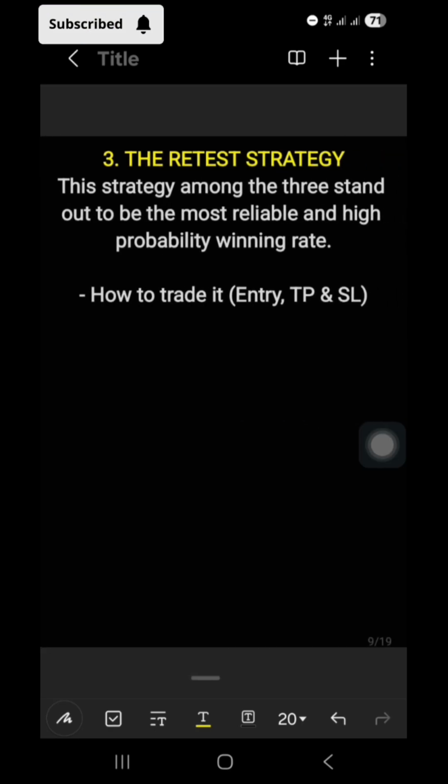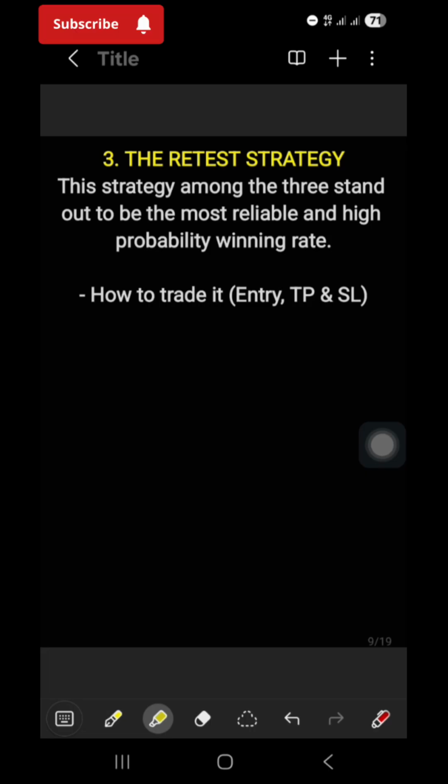So now the last strategy we're going to be discussing is the retest strategy, which I believe is one of the best or the most reliable strategies, which has the highest winning rate. It is a combination of the first two strategies we mentioned. And how does this work? Please, if you have not watched my video on how to trade breakout using the retest strategy, it's on the channel here. Please go and get that video.